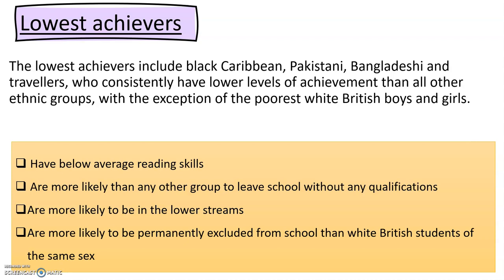So what they found is that lower achievers generally have below average reading skills. They're more likely to leave school without any qualifications, more likely to be in the lower streams and sets, and more likely to be permanently excluded from school. So all of this does have a factor.